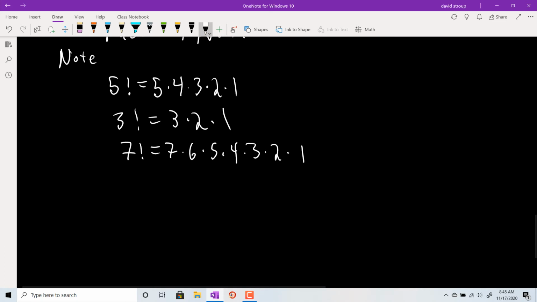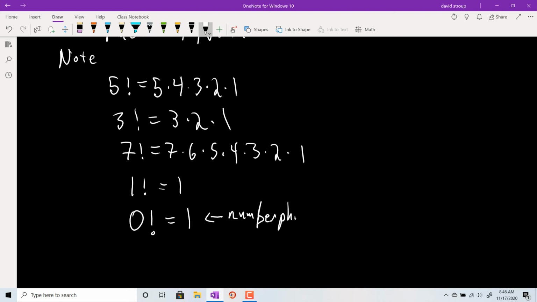So some of the weirder ones, then 1 factorial is just going to be equal to 1. And then the even weirder, 0 factorial is also equal to 1. If you're wondering why 0 factorial is equal to 1, I suggest you go watch the Numberphile videos on YouTube. They do a much better job at explaining it than I could.